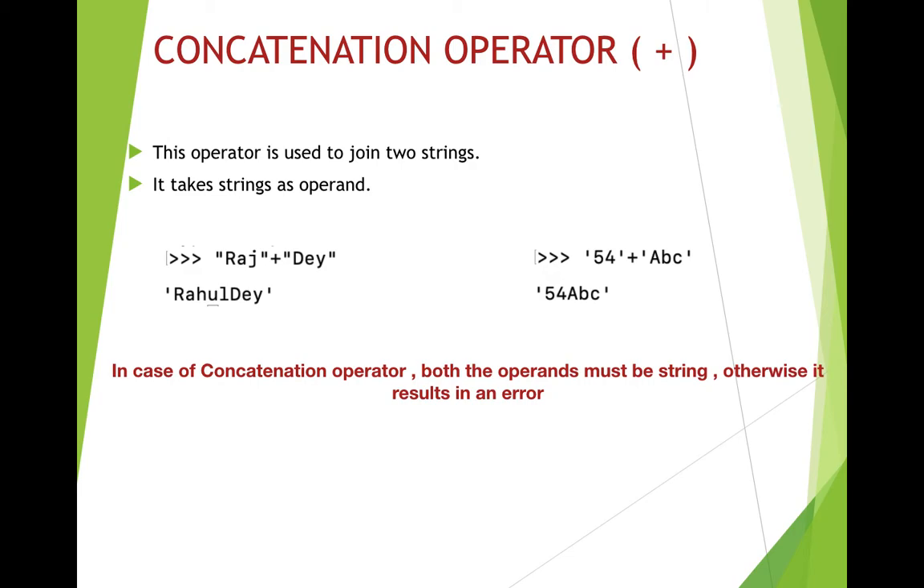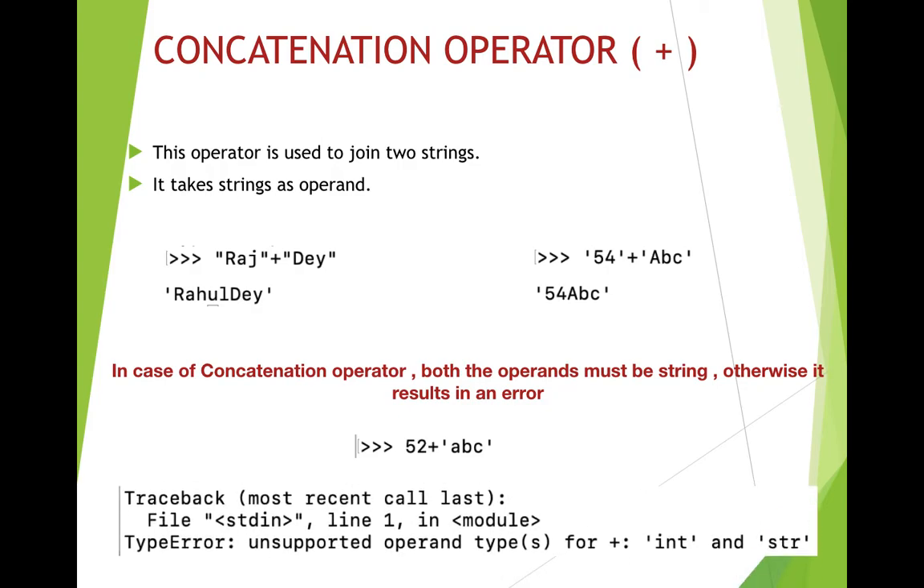Now this is an important note. In case of the concatenation operator, both the operands must be strings, otherwise it results in an error. If one is a string and the other is a number, then it will result in an error. For example, if I do 52 plus 'ABC', now 52 is a numeric type. Why? Because we have not enclosed 52 within quotes, so I'll get an error here.